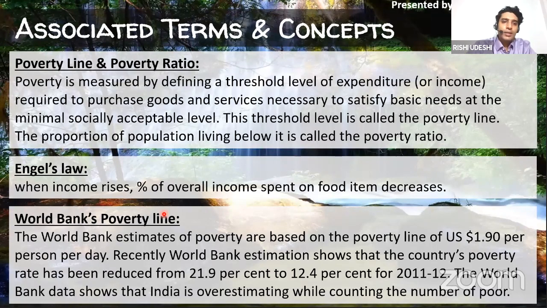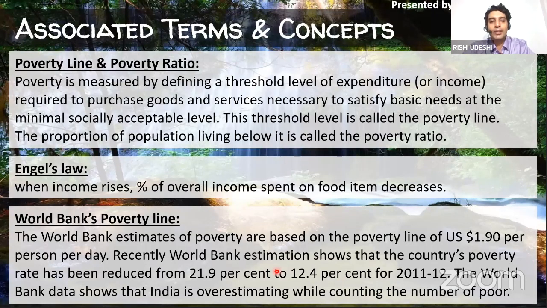World Bank wala part. Fine. See, World Bank is again an international institution. World Bank has also come out with its poverty estimates. World Bank भी ऐसा बोलता है कि हमारे हिसाब से across the countries of the world, if any individual is earning less than $1.9 per day, then he will be said to be a poor person. अब उसके हिसाब से वर्ल्ड बैंक के हिसाब से इंडिया में currently the amount of poor are just 12.4%.